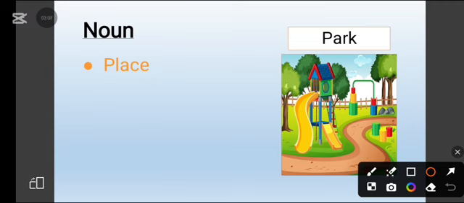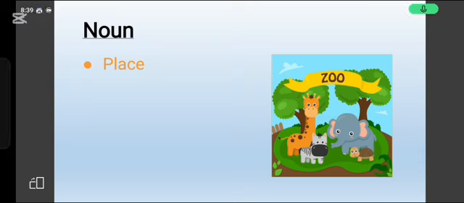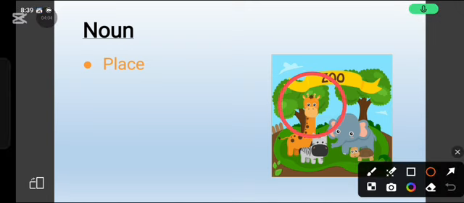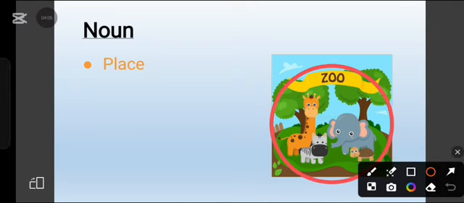Okay, this one picture you can see here. We go to take swings, slides, we enjoy over there. So it's a picture of a park, and park is also a place. Here you can see the picture of animals. We go to a place where we can see different animals. That is called a zoo. So zoo is also a place.